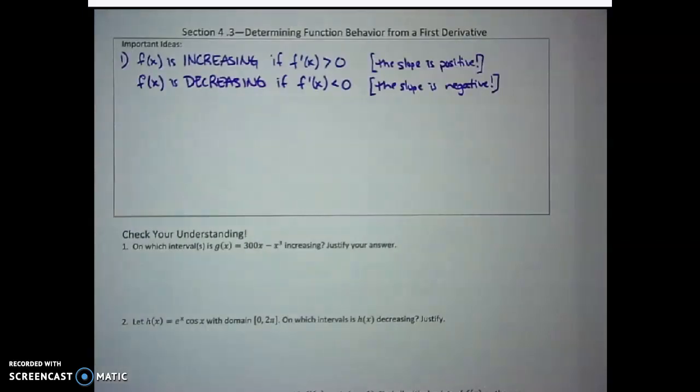I hope you remembered that f of x will be increasing if f prime of x is greater than 0. So the first derivative is the slope. If the slope is positive, the function is going to be increasing. Similarly, f of x is decreasing if the first derivative is less than 0, so the slope would be negative. So how can that help us find and graph our function?